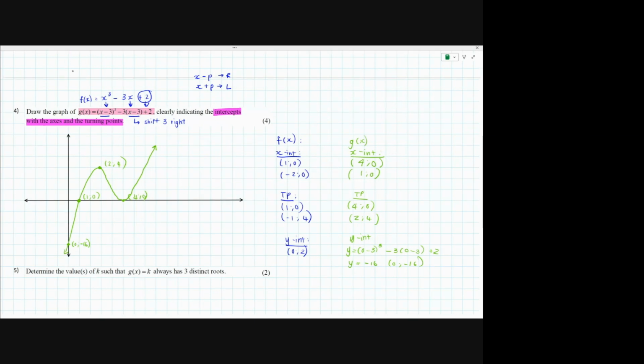All right, mark allocation here was your turning points were correct. Your shape, you always get a mark for your shape, so draw your shape correctly. Your x-intercepts and your y-intercept. Those are your 4 marks.